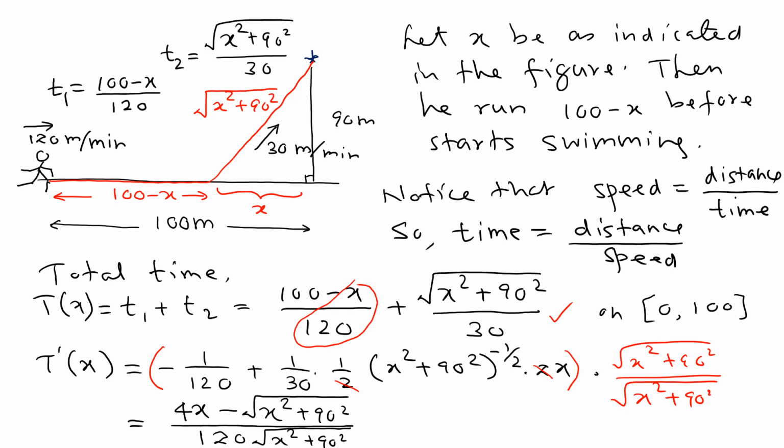This is not that difficult. And then you set this equal to 0. Once you set that equal to 0, you can see the denominator cannot be 0, so the 0 is only coming from the numerator. So you're going to get 4x minus the square root of x squared plus 90 squared equals 0.